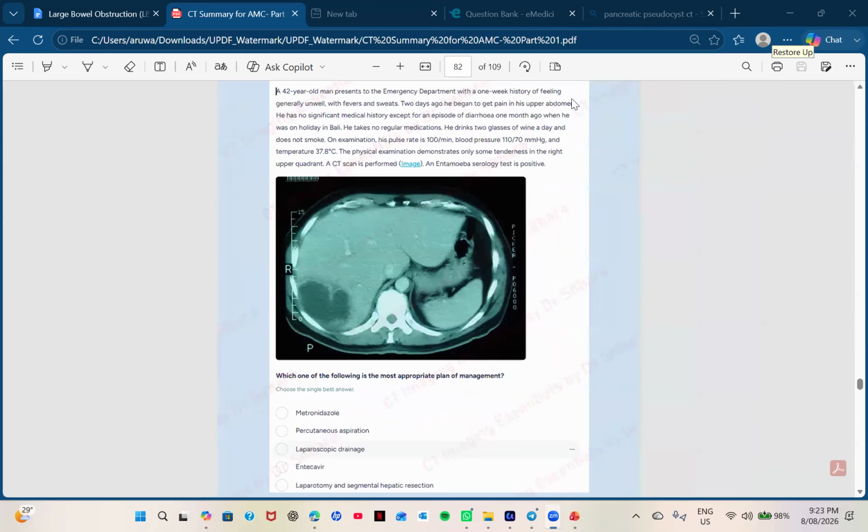A 42-year-old man came to the ED with a 1-week history of feeling generally unwell, fever and sweats. Two days ago, pain in the upper abdomen. He has no significant medical history except for an episode of diarrhea 1 month ago when he was on holiday in Bali. He takes no regular medications, drinks 2 glasses of wine a day, and does not smoke. On examination, pulse rate 100, BP 110 by 70, temperature 37.8, tenderness in the right upper quadrant. CT performed. Which one is the most appropriate management? Doctors, quickly answer.